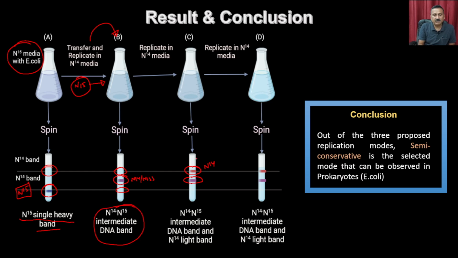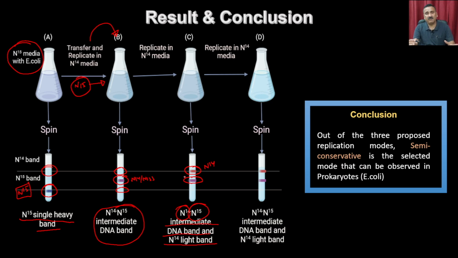Now, if you continue for several more generations, it is going to form the N14 duplexes as well as the N14 and N15 intermediate. So, it is going to form the intermediate DNA band as well as the N14 light bands, and this will continue because this is the actual thing.